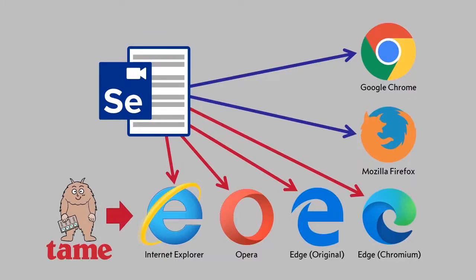The first step is to get the TAME Runner. This is a single Windows download that includes Selenium Web Drivers for Chrome, Firefox, Internet Explorer, and both kinds of Edge. You can add drivers for Opera and even for remote web drivers.